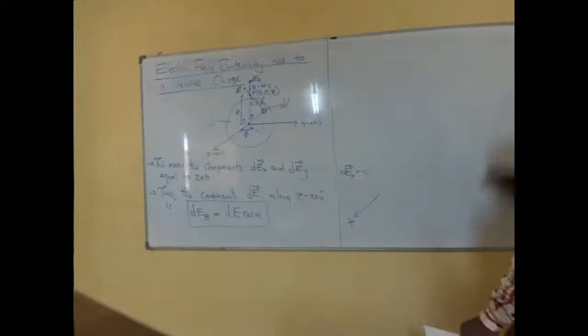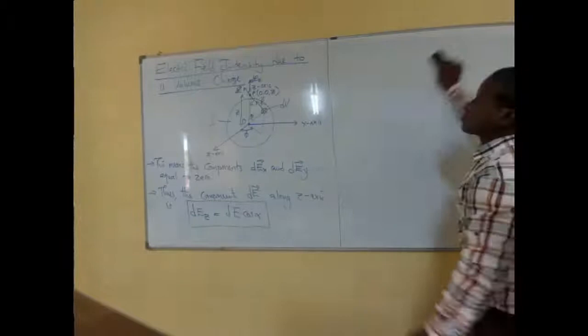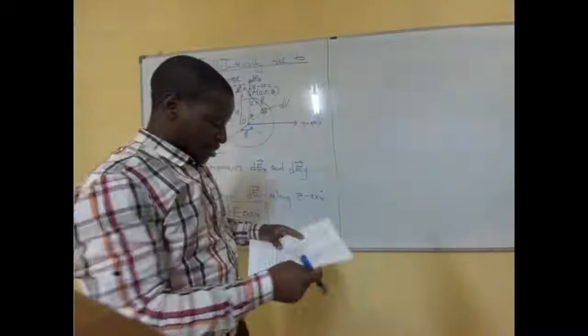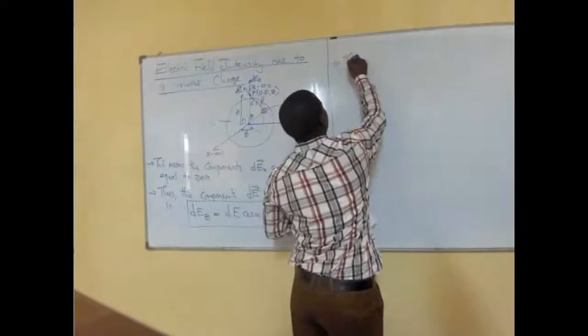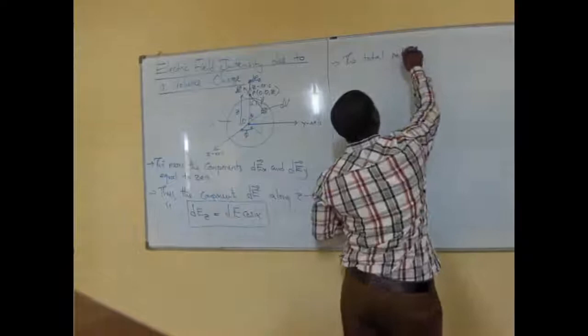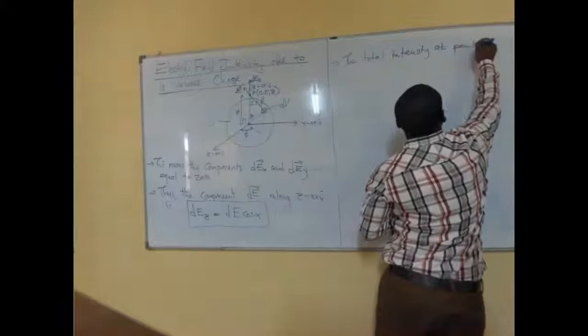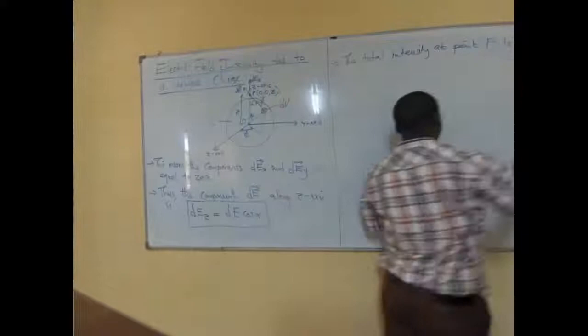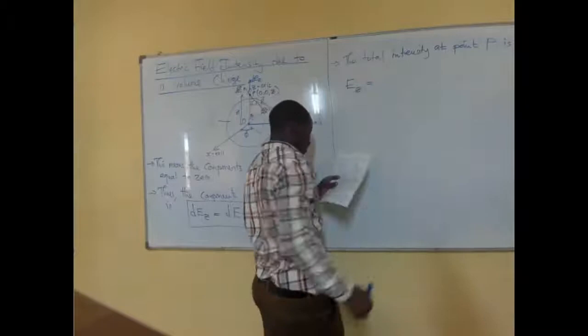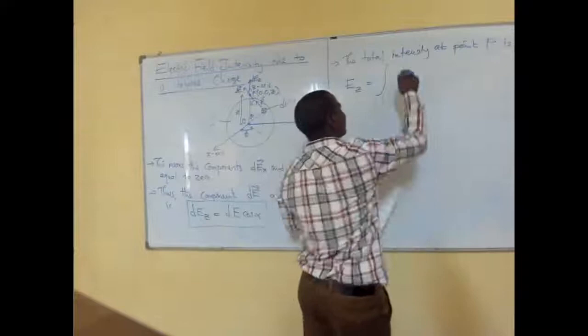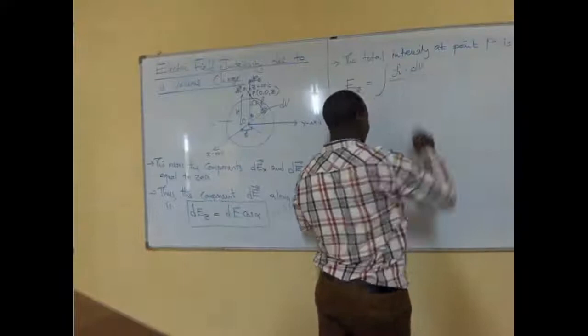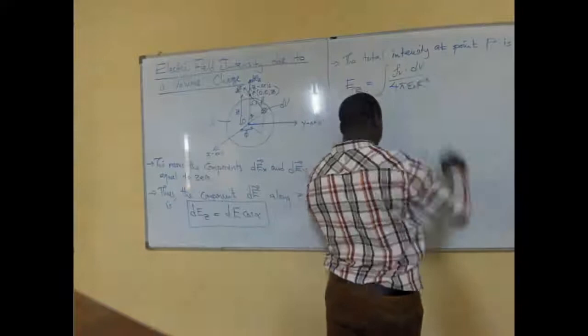All right. Having said that, we are saying, therefore, the total intensity at point B is given by Ez, which must be equal to the integral. Remember from our definition of dE, this is the volume charge density multiplied by the small volume, which is dV. All this we divide by our constant, 4 pi epsilon 0 multiplied by r squared. This we are multiplying by the cosine of alpha.